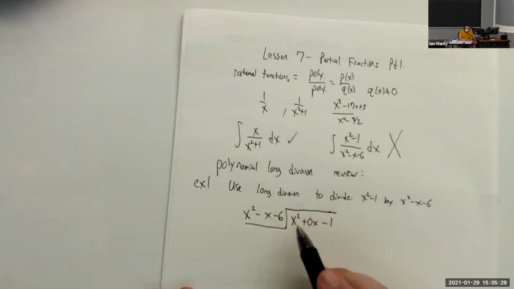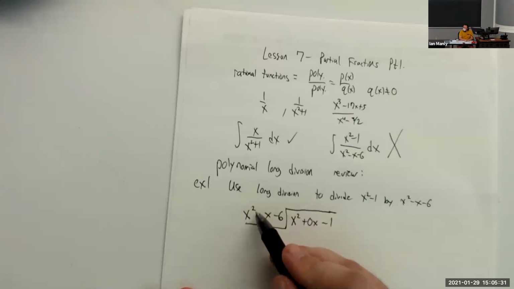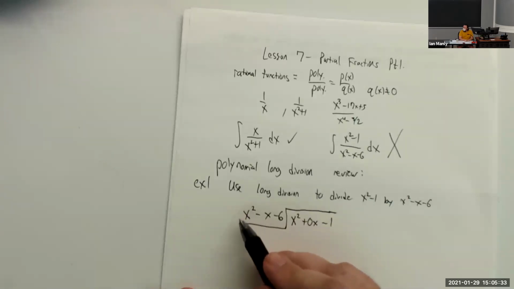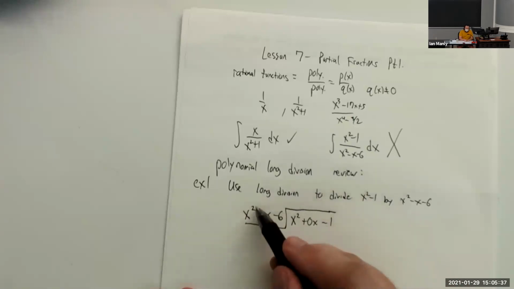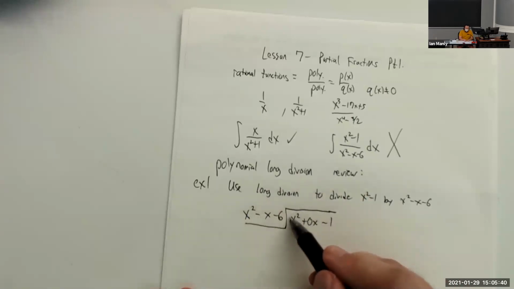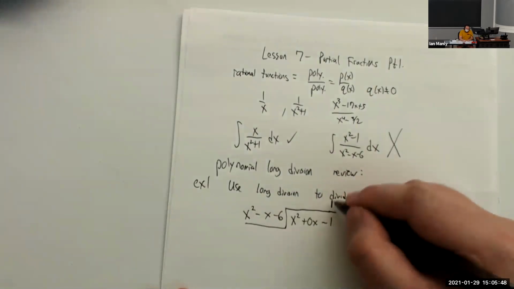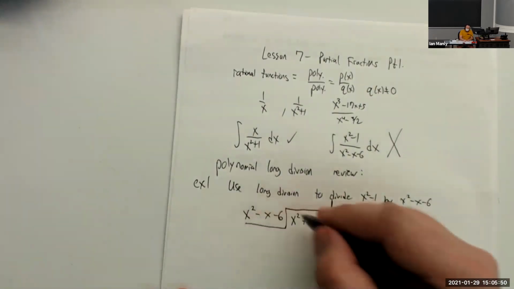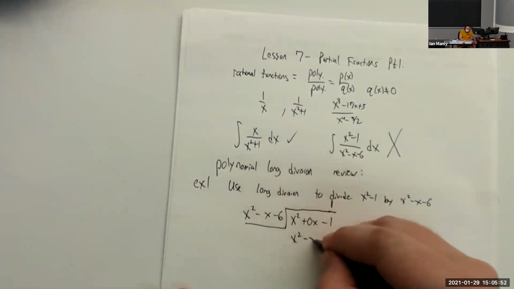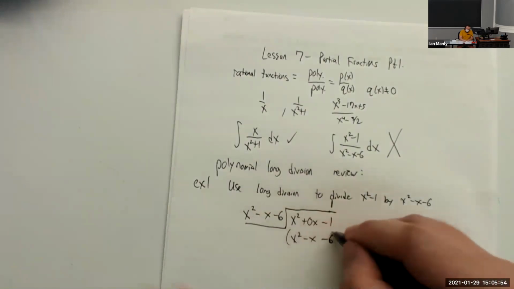Now remember, the way we do this is we look at the highest power that we have over here, and we think about, okay, what do I need to multiply this by to get the first term right here? And what do I need to multiply this by to get this? 1, that's right. So since 1's a constant, I put it in the constants column. I multiply the whole thing by 1, and then I'm going to subtract it.